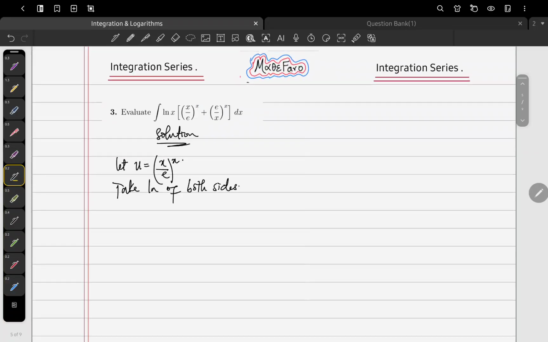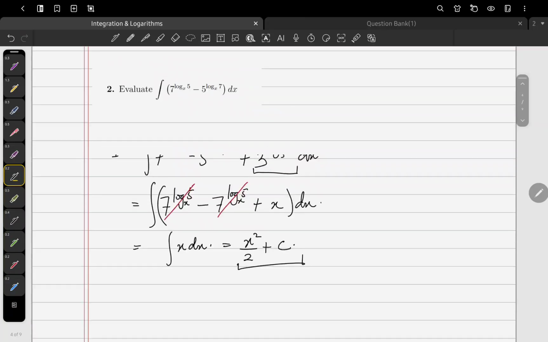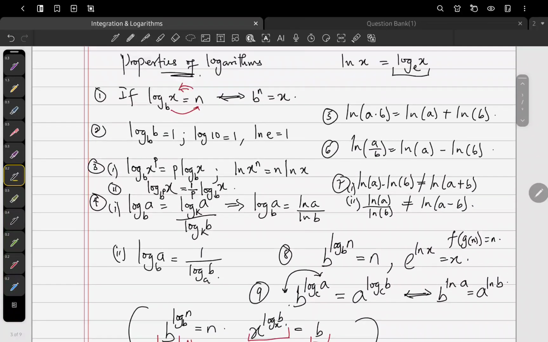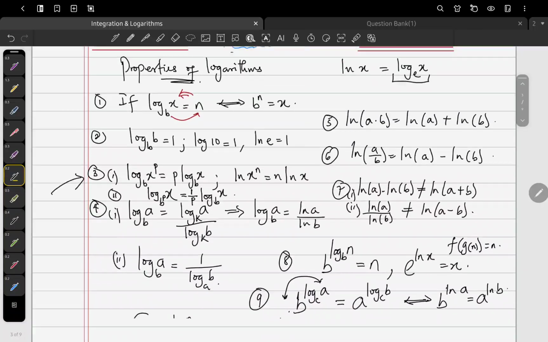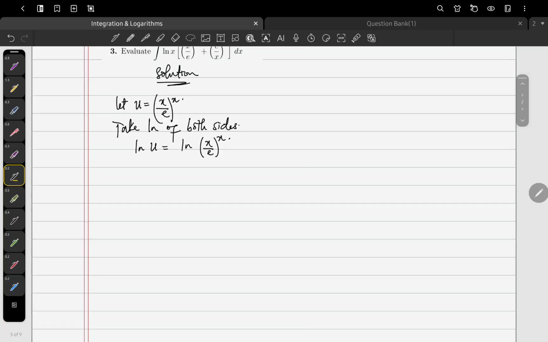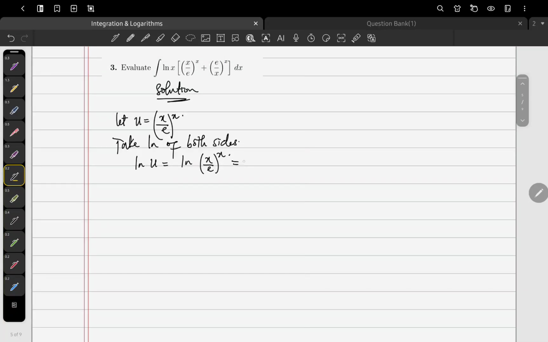And what does this give us? So we have natural log of u equals natural log of (x over e) to the power of x. And why do we use this trick? It is for us to be able to bring down that x using one of the properties we saw here. So property 3, the p can come down. We can use that same property here. So this is equal to x times the logarithm of x over e.